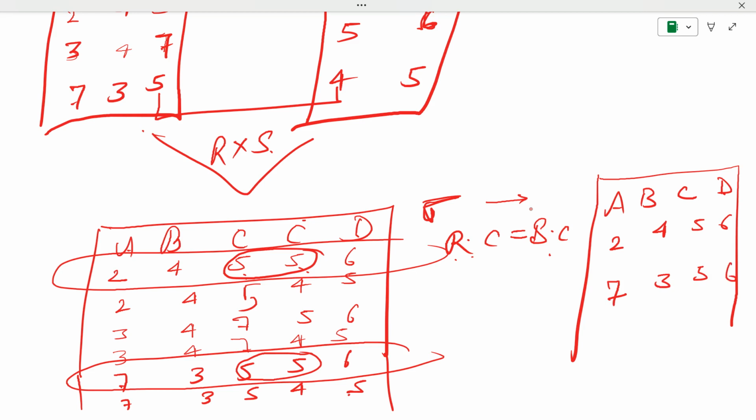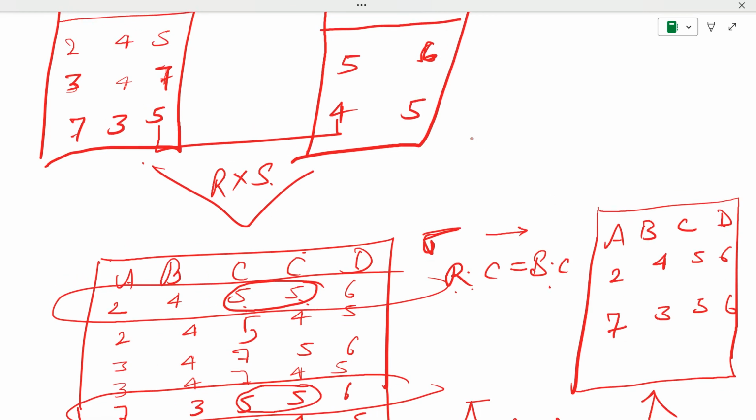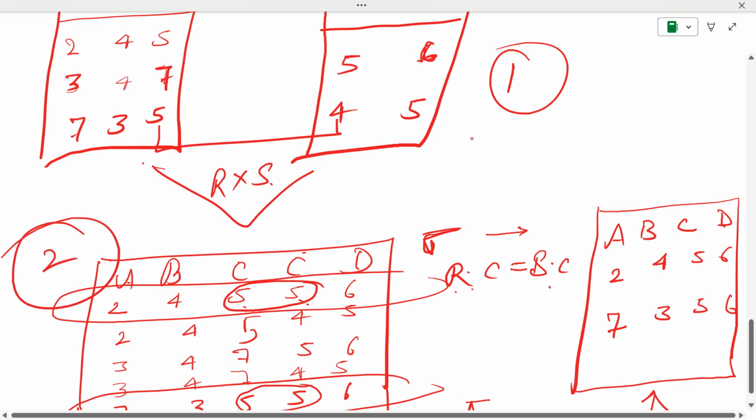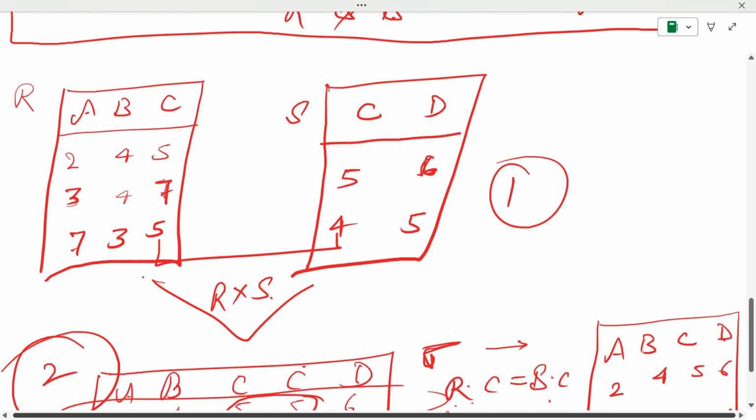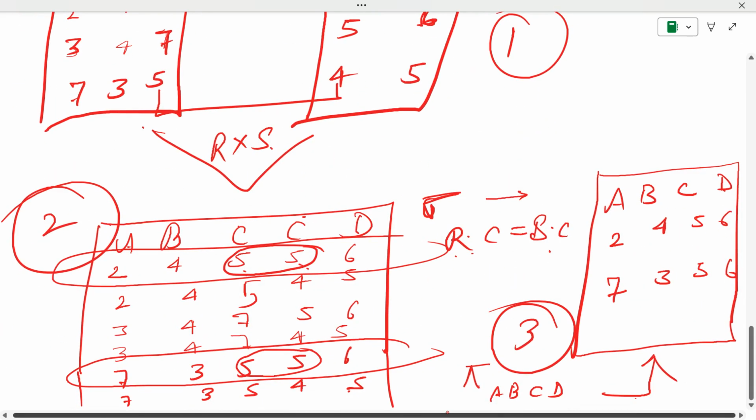Okay, so this one. So only two tuples got segregated based on the equal condition, and then we are projecting all the attributes like A, B, C, D. So this is the result. So basically, we are doing it in three steps. First, we are doing cross multiplication. Second, we are applying the condition based on the common attributes. And then we are projecting it into a table with all the attributes present in that. And all the attributes have to be distinct.